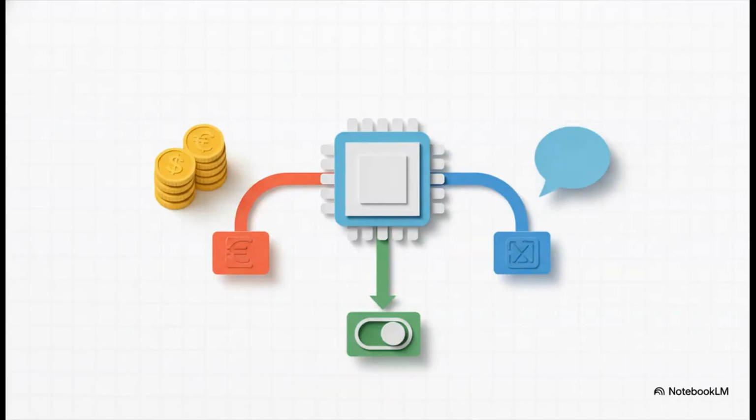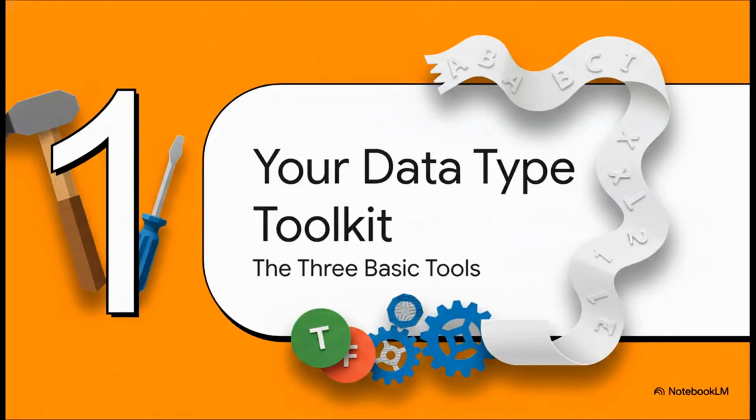And there it is. That's the secret sauce. Data types. Think of them as invisible tags or little instructions we give the computer so it knows exactly how to treat every single piece of information it sees, whether it's a name, a price, or a simple yes or no. The best way to think about data types is like a toolkit.